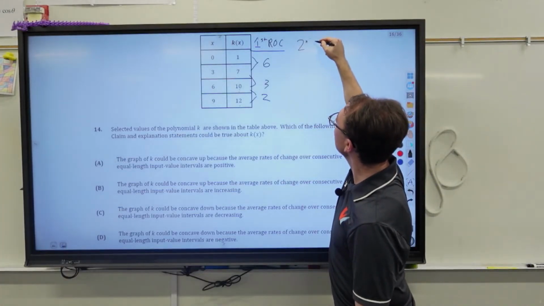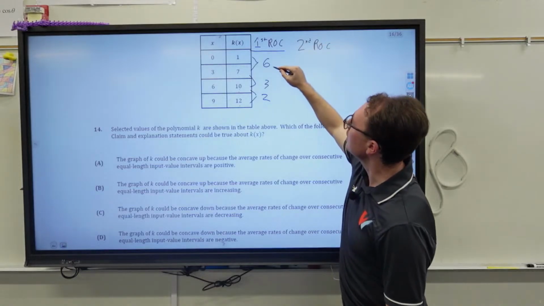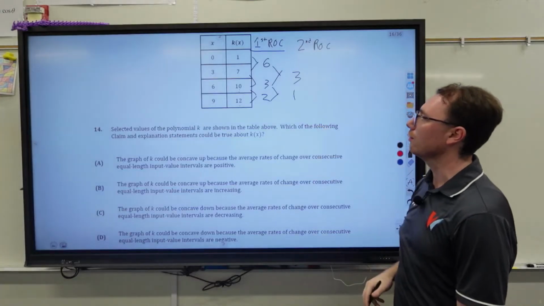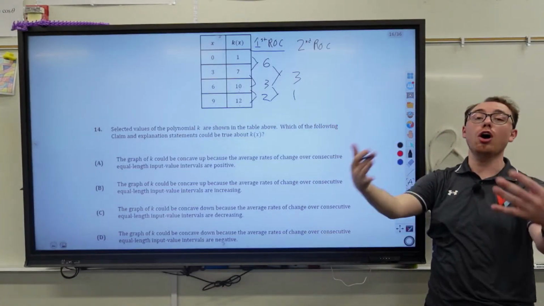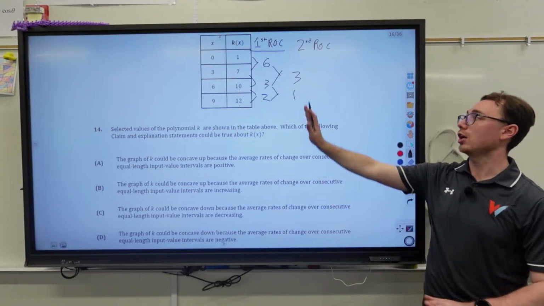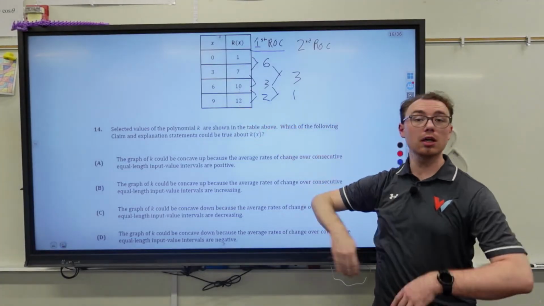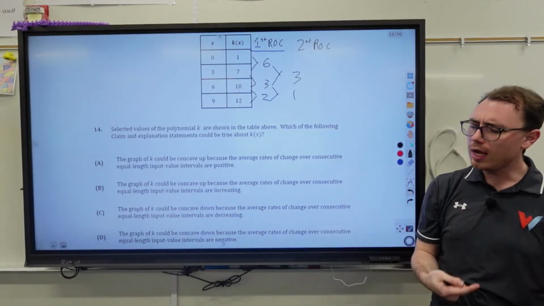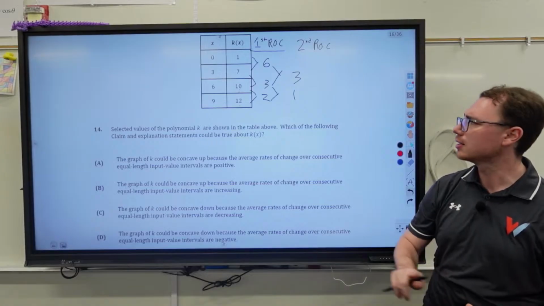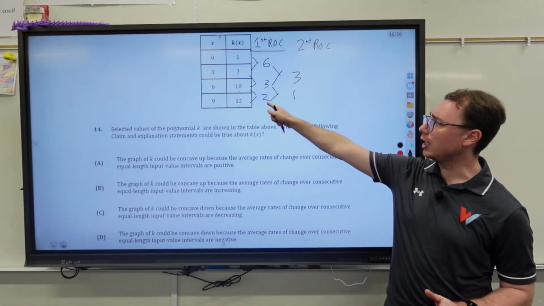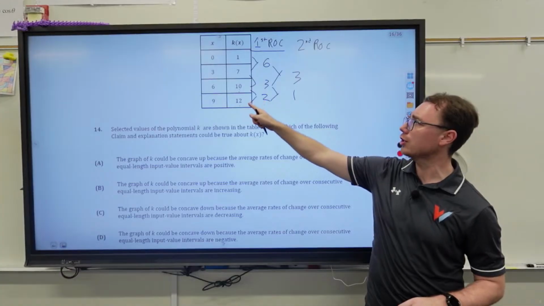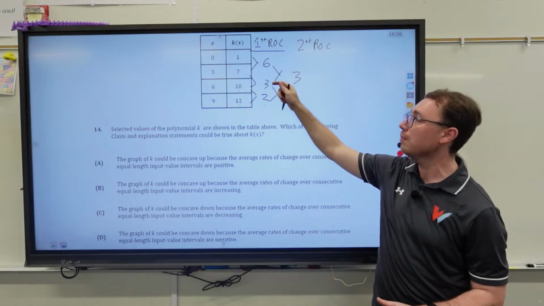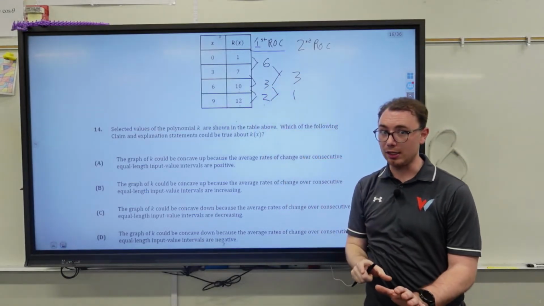For this second rate of change, or the second ROC, we can see that 6 to 3 has a difference of 3. 3 to 2 here has a difference of 1. Since the second rate of change also isn't consistent, isn't constant, we know that this value here is at least a cubic function. The way I can try and describe that is, if the first rate of change for a function or a table here is constant, meaning all the values are the same, we know the function is linear.